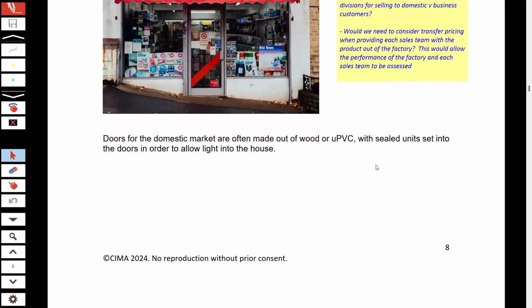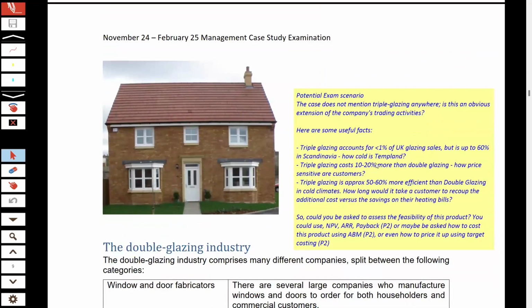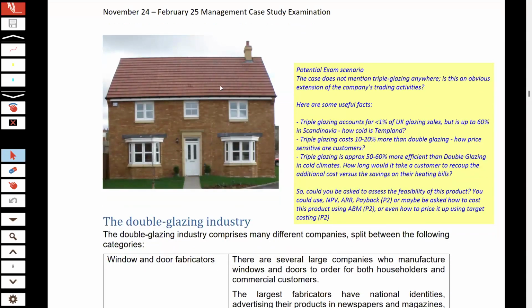Okay, then. If we just move on to the next page, it's then showing us a typical residential house in the UK. And it's pointed out that in the domestic market, frames are usually made out of UPVC or wood. The main purpose here is about light. There's perhaps less requirement for resin bonded units for that added security. There's perhaps less need for aluminium frames, but there certainly is the need for reducing heat loss.